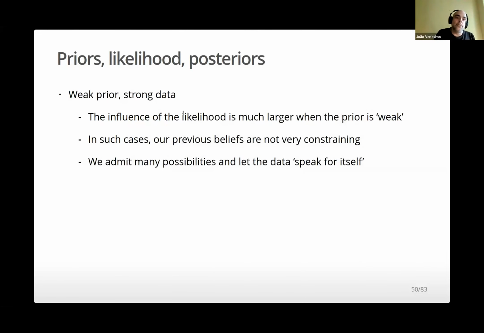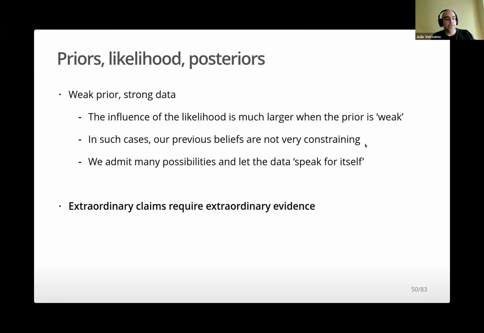On the other hand, if I have a weak prior and strong data, then the influence of the data is much larger, and then our prior beliefs are not very constraining. And so the data is really more allowed to speak for itself in a way, because you're saying, well, I didn't believe much to begin with, and now let's see what this experiment says. And so the prior and the data, or the likelihood, are essentially getting combined in this way, and they may have different relative strengths or degrees of information.